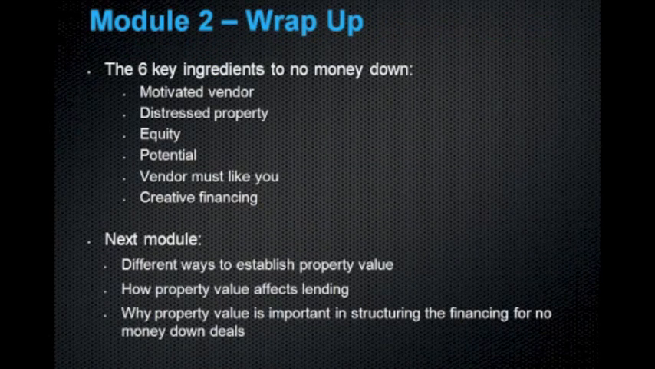So a quick wrap up to this. 6 key ingredients to no money down. Motivated vendor. Distressed property. There has to be equity. Is there potential? The vendor must like you. And you have to think creatively. So this is my wrap up to module 2. It's not a long module, guys, but it will build up.